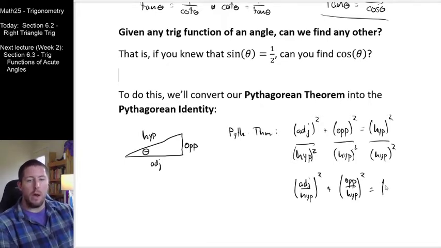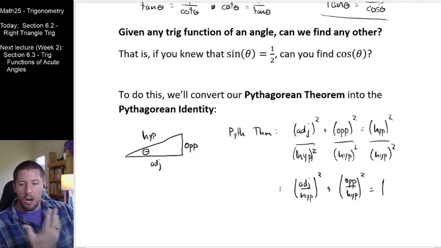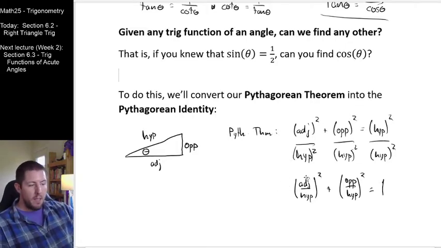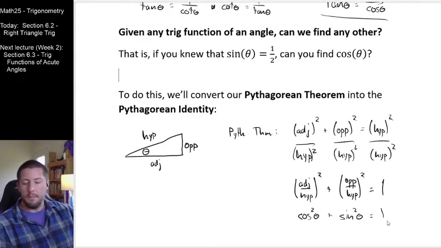Now to complete what I want to do for the Pythagorean identity, we just have to remember that these are ratios of side lengths. These are our trig functions. What are they? From our SOHCAHTOA, cosine is adjacent over hypotenuse, and sine is opposite over hypotenuse. So it looks like I'm getting cosine squared of theta plus sine squared of theta equals 1 right here.